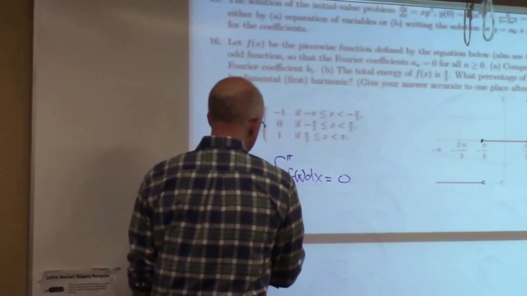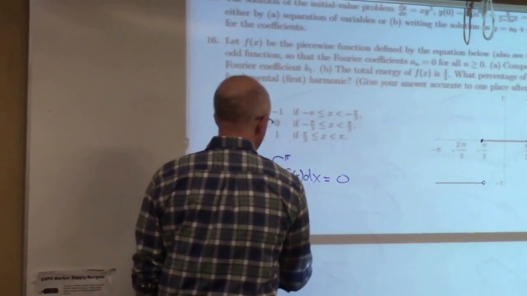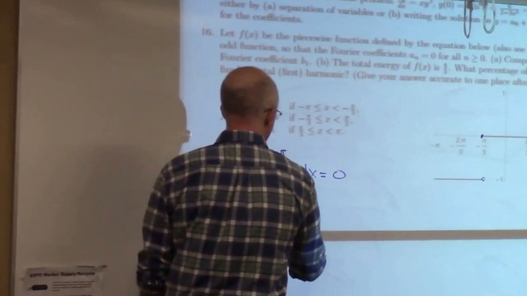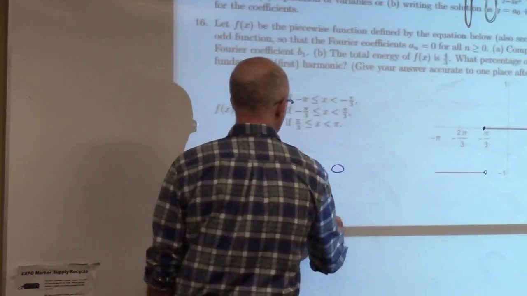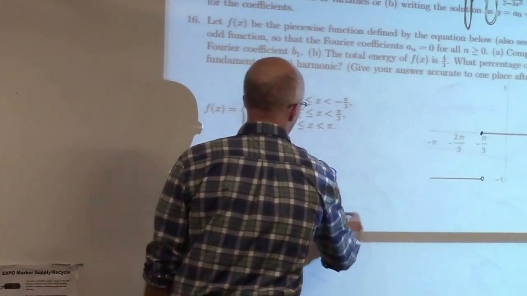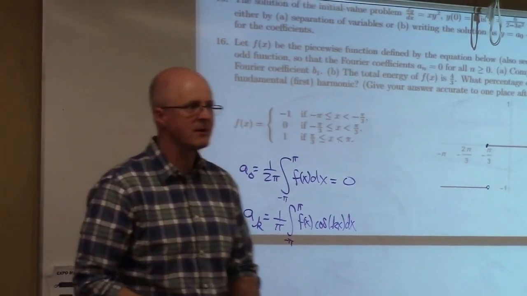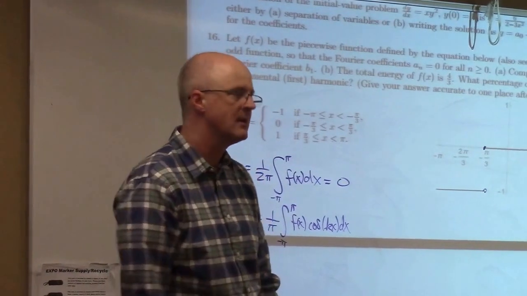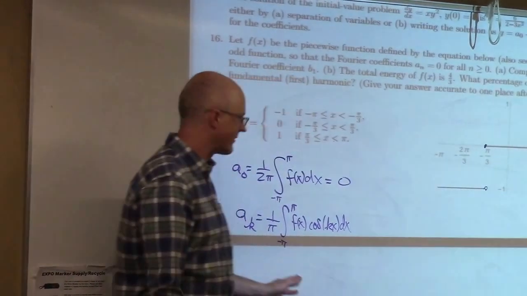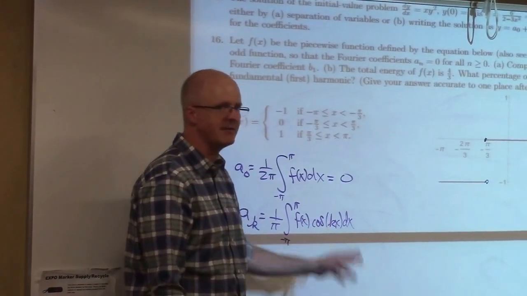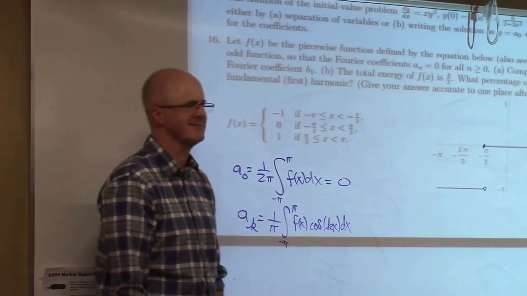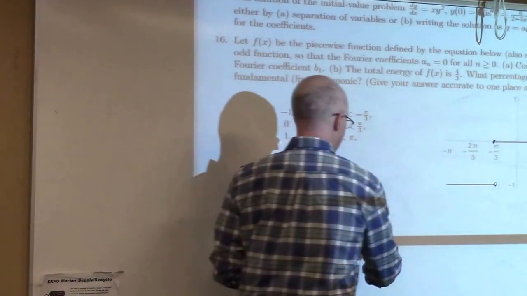The aks in general are going to be 1 over pi times the integral from negative pi to pi of f of x times cosine of kx. And even though an odd number times an even number is an even number, it's not that way for functions. An odd function times an even function is an odd function. This integral ends up being 0 as well.